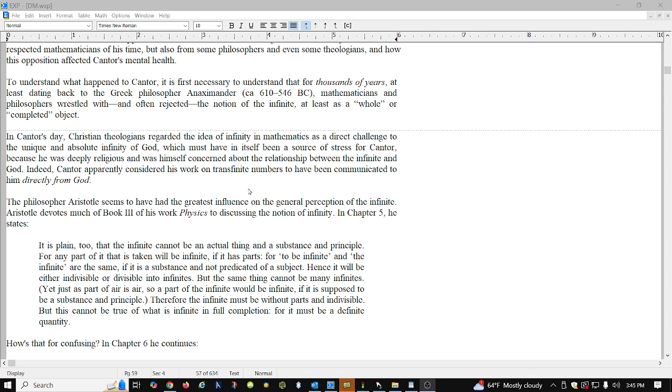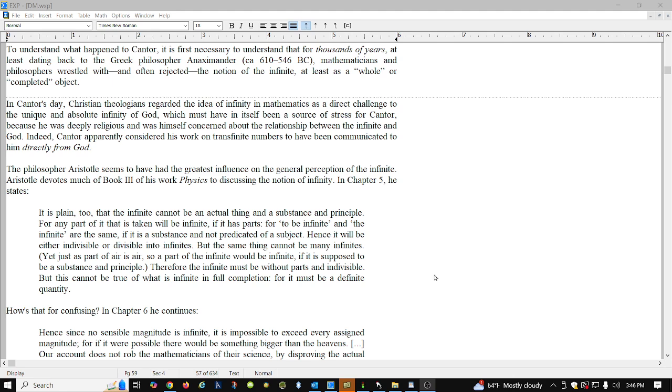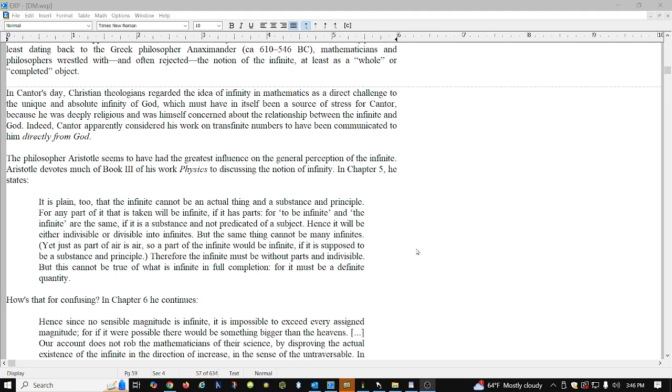Aristotle also had much to say about infinity, and he had a great influence on the general perception of logic and philosophy. He devoted a portion of book 3 of his work called Physics, which I've never looked at, to discussing the notion of infinity. And in chapter 5, this is what he says. I found this quote. Hold on to your hats.